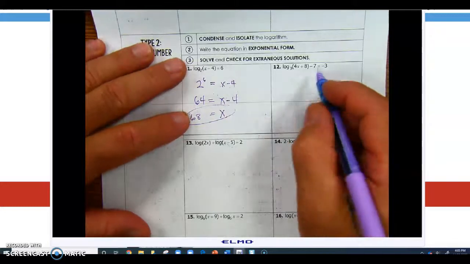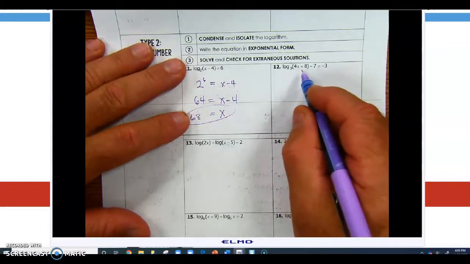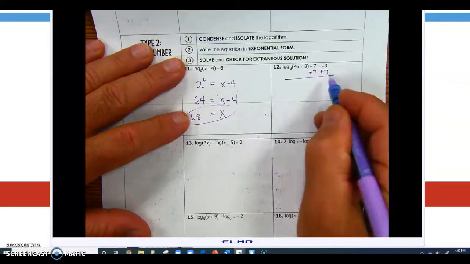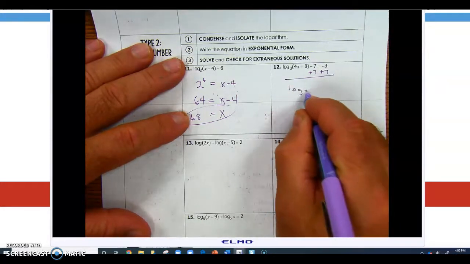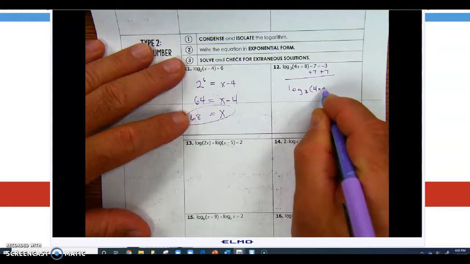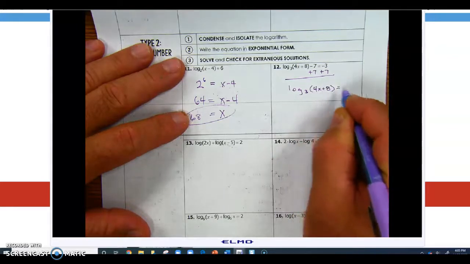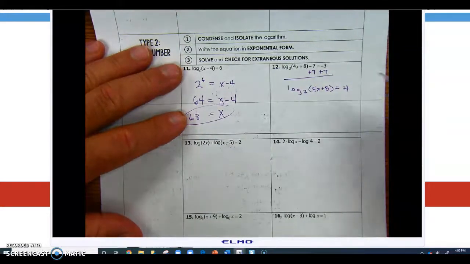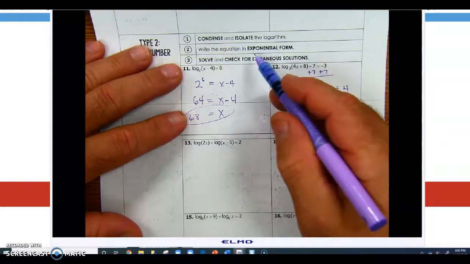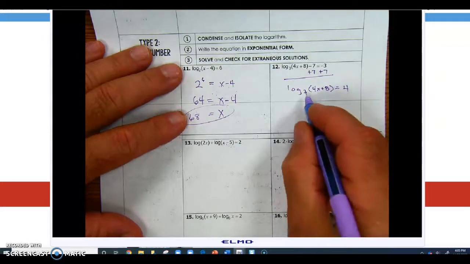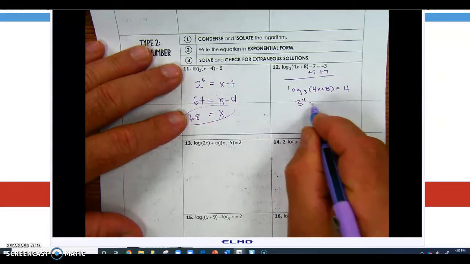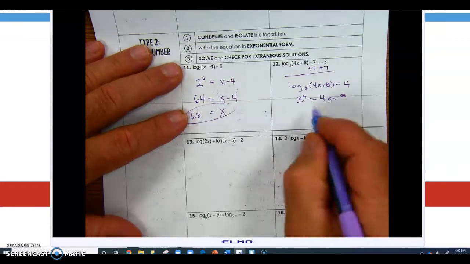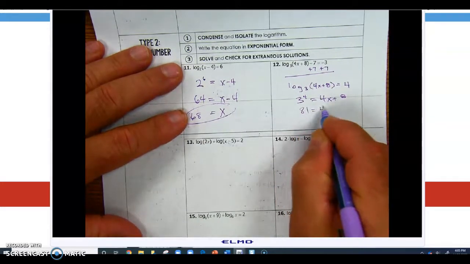All right. Here, the logarithm's condensed, but it's not isolated. I've got to get rid of that negative 7. Log base 3 of 4x plus 8 equals 4. Negative 3 plus 7 is 4. Now I'm on to step 2, which is write it in exponential form. 3 to the 4th power equals 4x plus 8. 81 equals 4x plus 8.